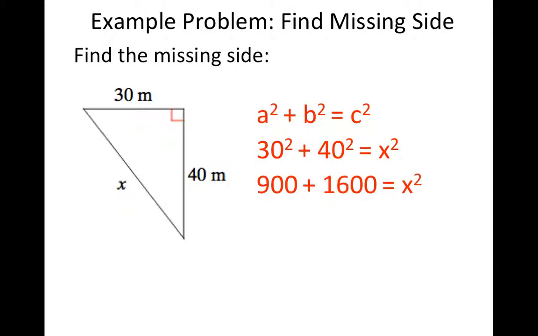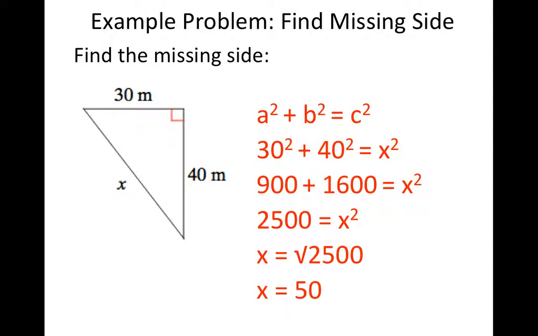Solve that out. That's 900 plus 1600 equals x squared. Add those up. 2500 equals x squared. Take the square root, and so I know that x equals the square root of 2500, or x equals 50. So that side right there is 50 meters. And I solved it using the Pythagorean theorem. So that's one type of problem we can solve, finding the missing side.